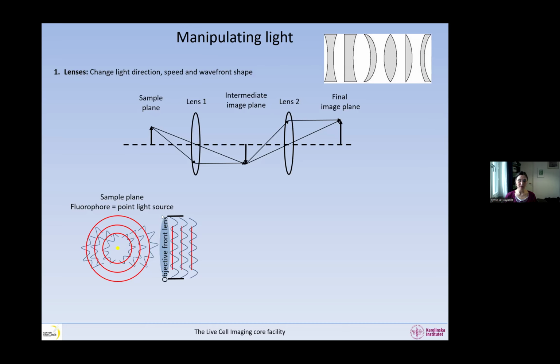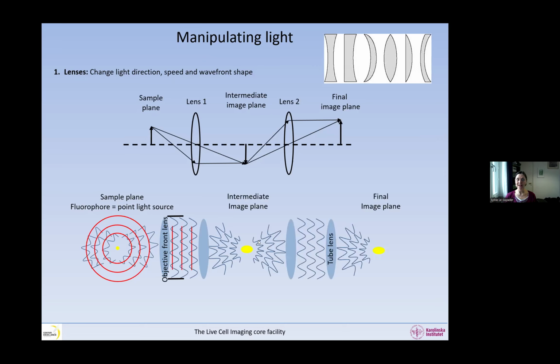a flat wavefront. So this would be the objective front lens, and this would be the edges of the objective, for example. Then we have a flat wavefront. And then we put another lens, and now we get a curved wavefront, and we get an intermediate image. We get this image in here, and then we do the same thing and transform the light again until we get the final image plane.